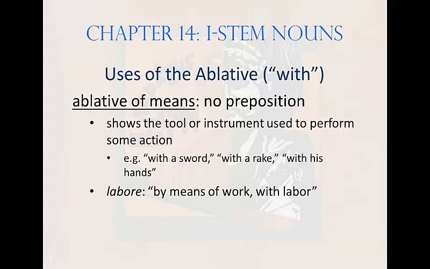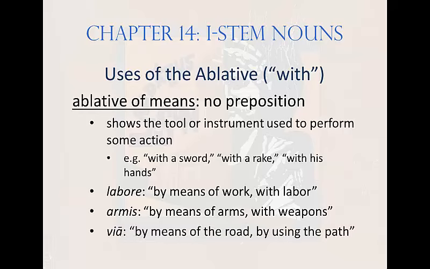Labore, by means of work, or with labor. Armis, literally, by means of arms, meaning with weapons. Via, by means of the road, that is, by using the path. Notice in all three instances, Latin does not use a preposition equivalent to English with.